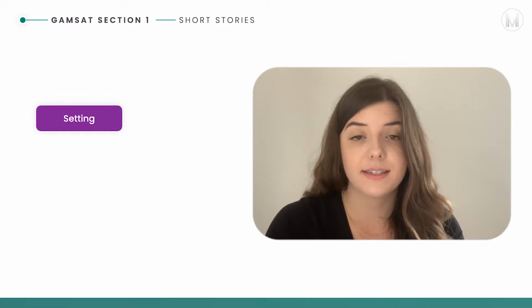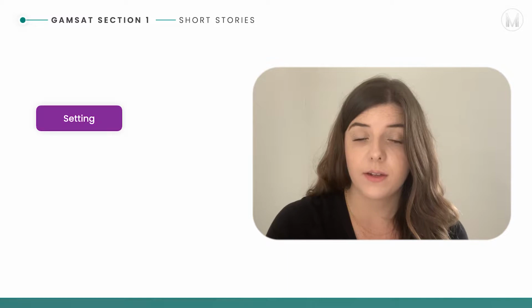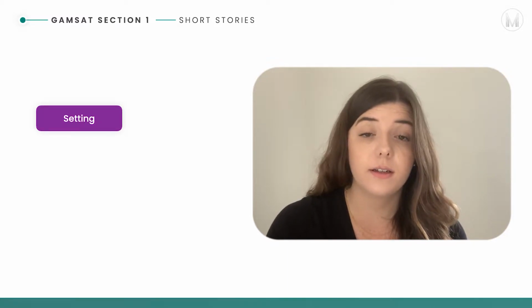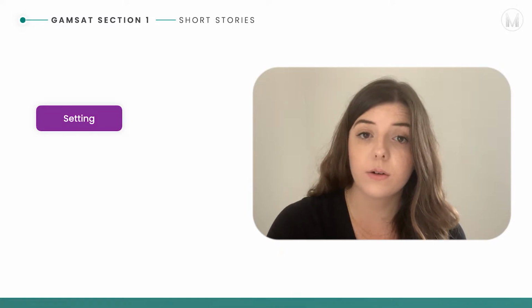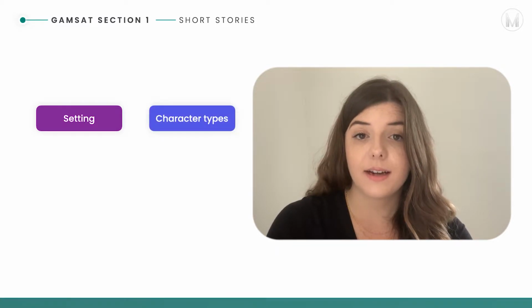So firstly, the setting. This is where and when the story will take place. Always think about the geographical location, the historical and the social context, as these all tend to influence the storyline and the characters involved. Next, always think about the character types.